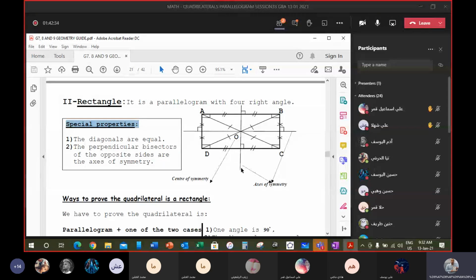As a summary, a rectangle is a parallelogram with 4 right angles, with special properties: the diagonals are equal and bisect each other, not only bisect each other, they are equal, and the perpendicular bisectors of the opposite sides are axes of symmetry.